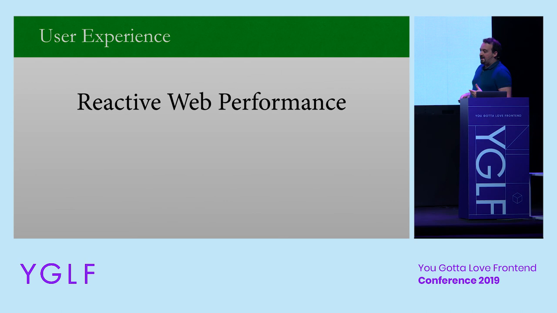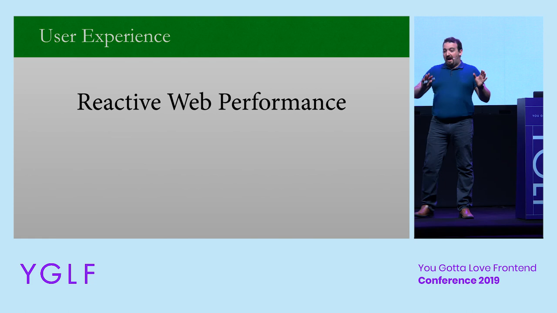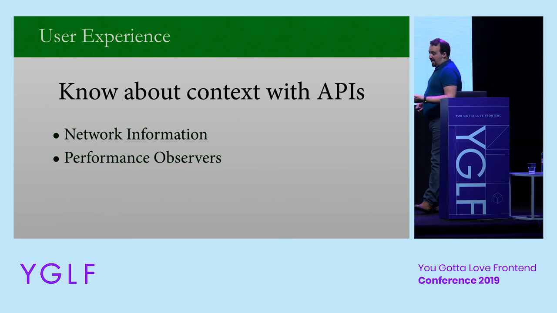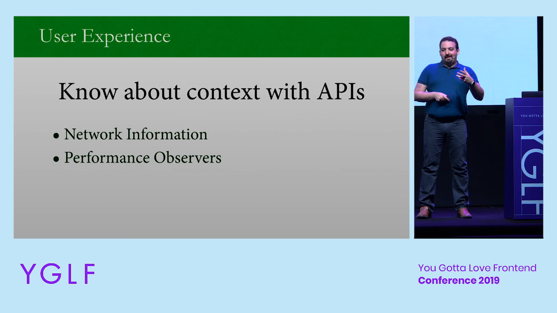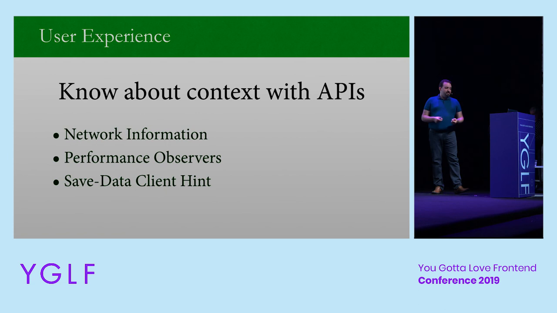Typical web performance optimization works statically, so we analyze our website, we measure, and we apply some techniques, and that's all. Reactive web performance means that you can actually know about the context with several APIs, such as the network information API and performance observers. These are a couple of APIs where you can receive information about what's going on. For example, if you have a script tag or a function that is using the thread for more than 50 milliseconds, you can get information about that on that particular CPU, of course. The save data client hint, so you can know if the user has data saver enabled. And the device memory client hints.